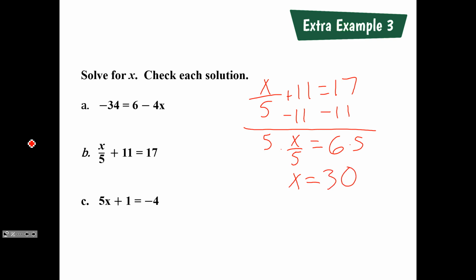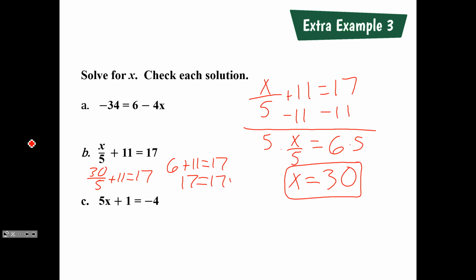Are we done? We have to plug it into our equation to check it, right? So when we do that, we just do 30 over 5 plus 11 equals 17. What's 30 divided by 5? 6. So we have 6 plus 11 equals 17. What's 6 plus 11? 17. So this checks out. So we know our solution's right.